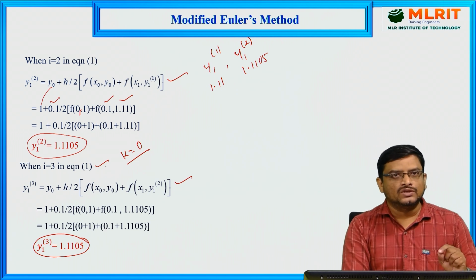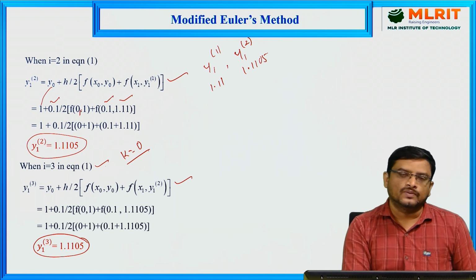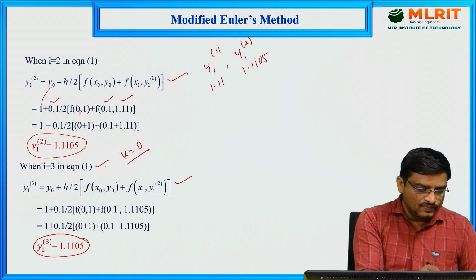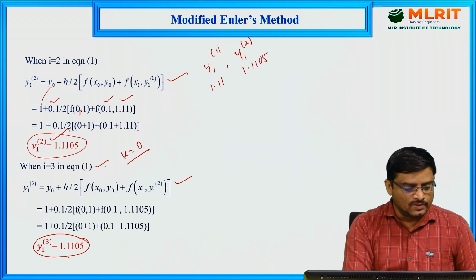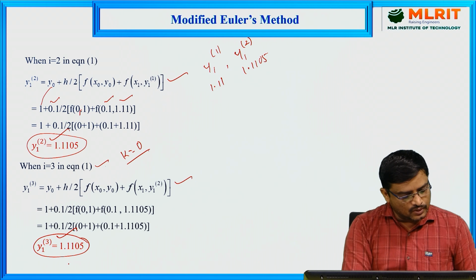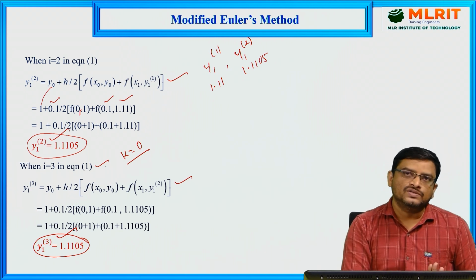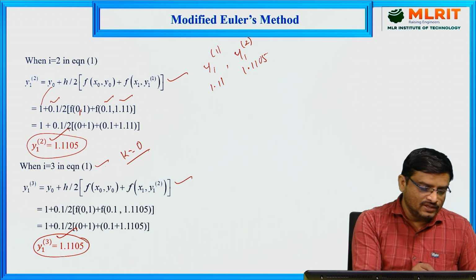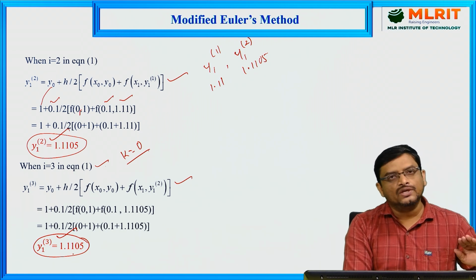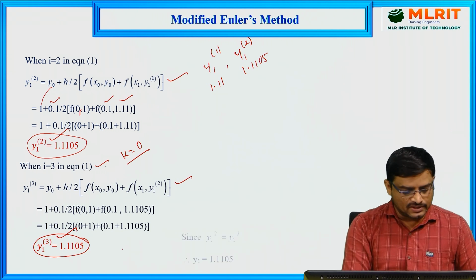If the value is not coincident in the two approximations, then we can go for the fourth approximation. Now here we got the second approximation as 1.1105. The third approximation also we got 1.1105. In both approximations we got the same values. So whenever we have this type of situation, there is no need to go for the next approximation. Whatever common value we got in both approximations, we'll consider that value as y1.